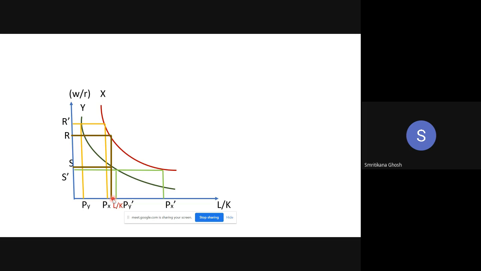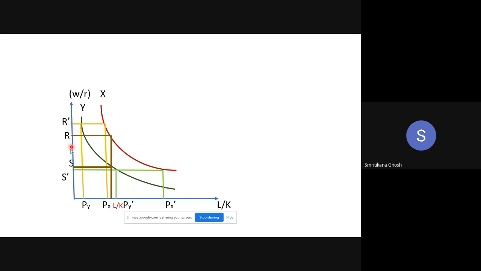So that means there will be excess supply of labor. If you sum the total demand of relative labor, then the demand is less than the supply. And if it is less, then the wage rental ratio should fall. Everything is in terms of relative. So the wage rental ratio will fall, and it will fall down within this range.